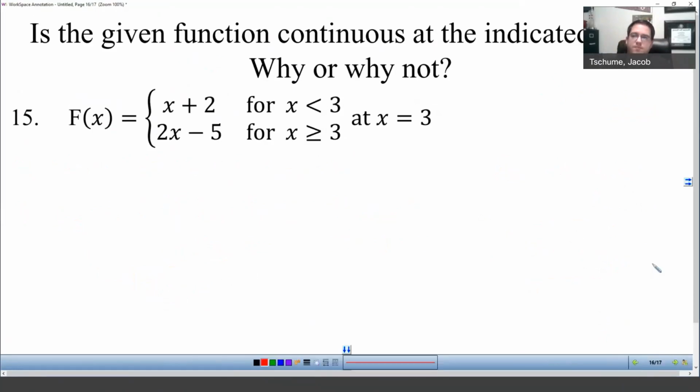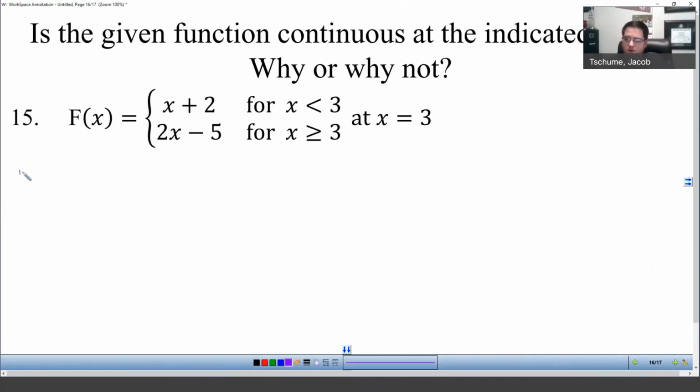All right, let's do another one. Like I said, because I'm trying to do all the different ways you might see this. If f of x is x plus 2 for x less than 3, and 2x minus 5 for x greater than or equal to 3, check: is it continuous at x equals 3 again.